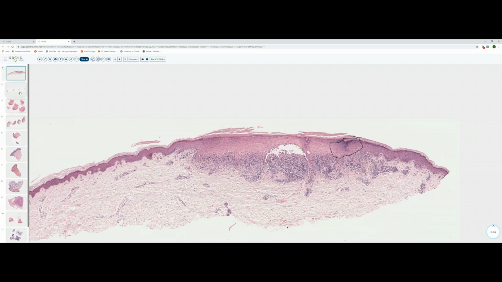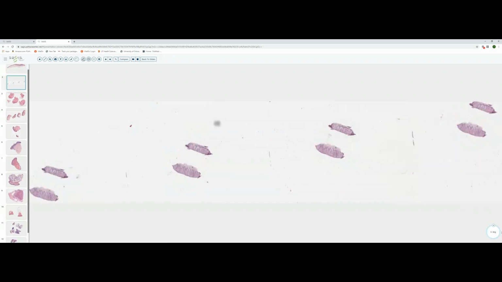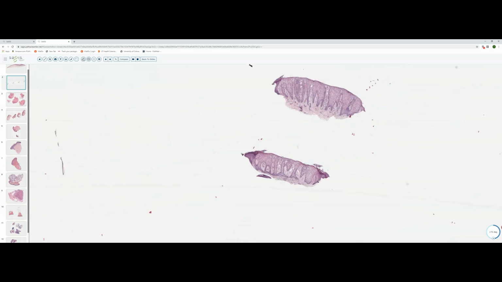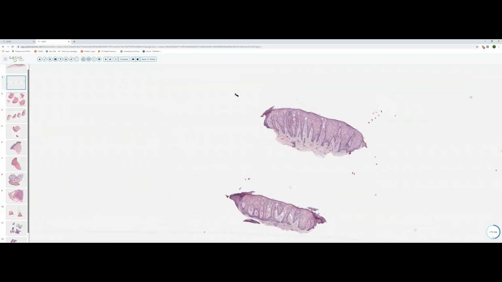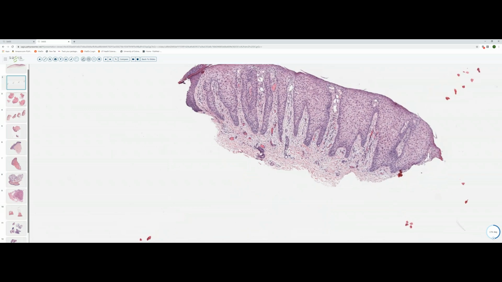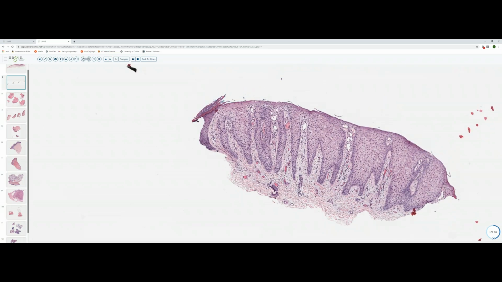We'll go ahead and move on to slide 2. Pretty small little biopsy here, bisected. I'm going to go ahead and flip it so everybody is not standing on their head. As we move to higher power, we see, at first glance, a strikingly psoriasiform dermatitis. There's very uniform epidermal hyperplasia.